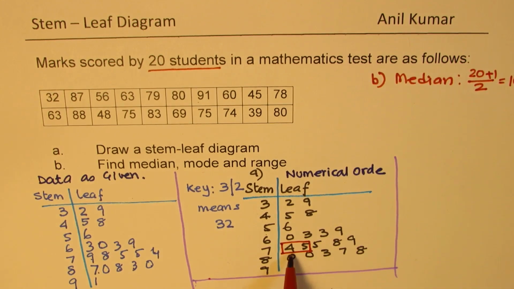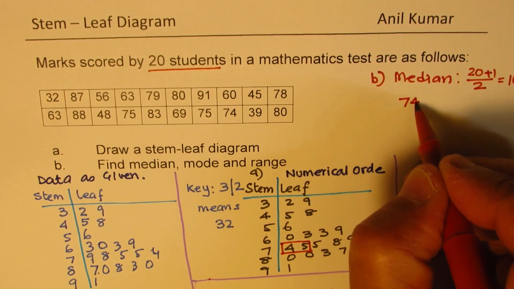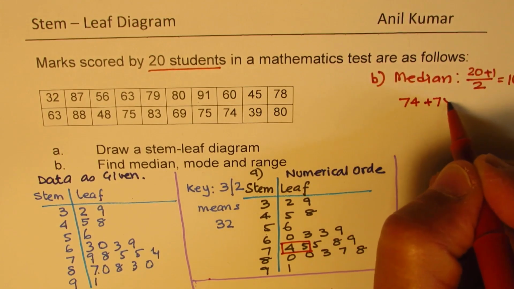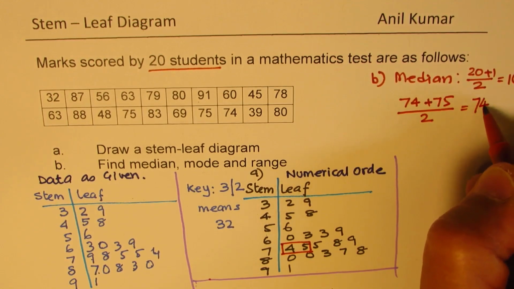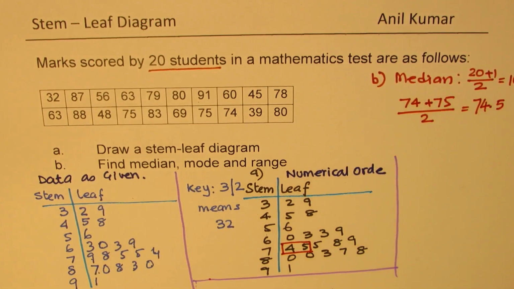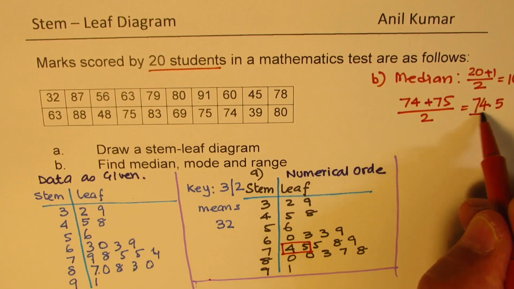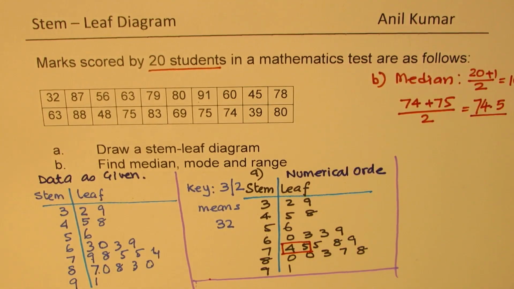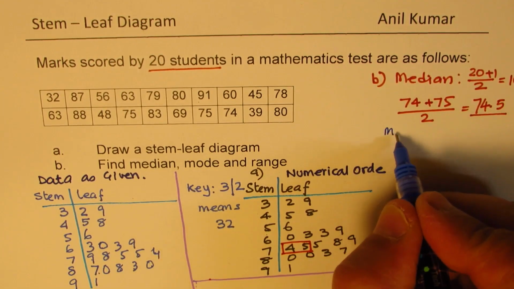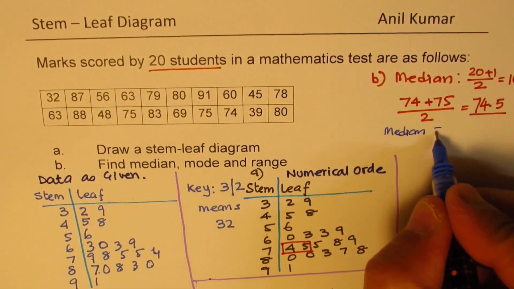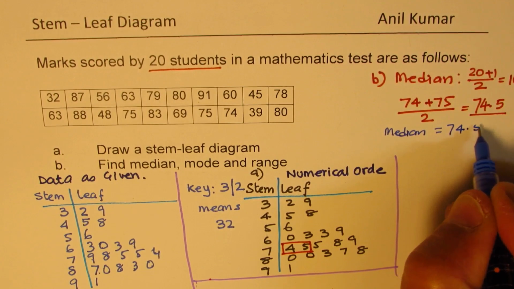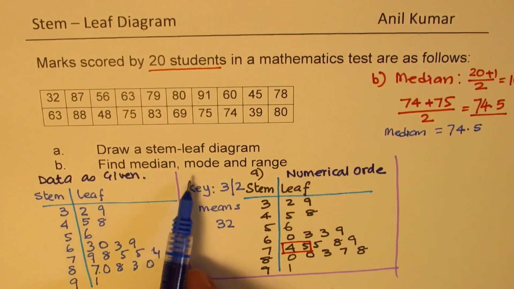So the median is between 74 and 75. So in this case, it will be 74 plus 75 divided by 2. So that will give us 74.5 as our answer. So the median is 74.5. Clear? So we can write down median is equal to 74.5.